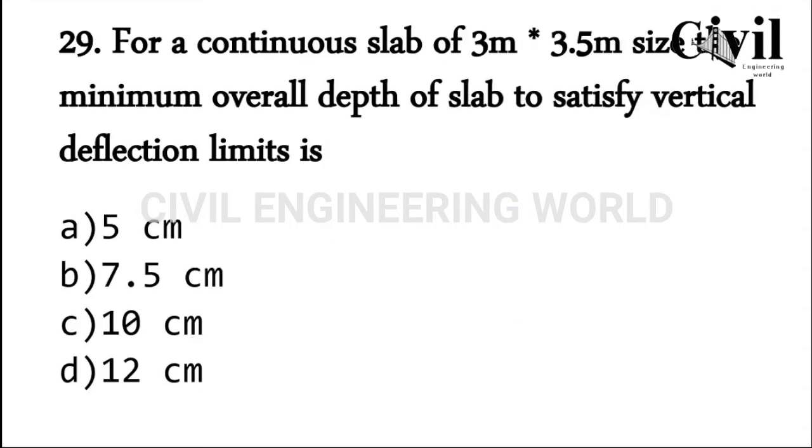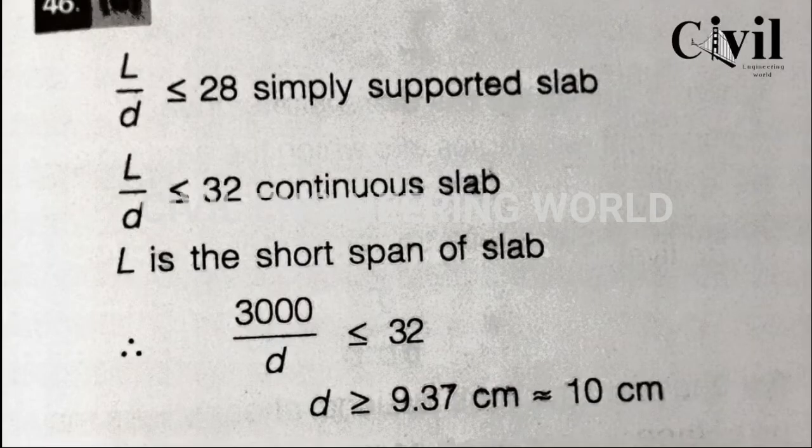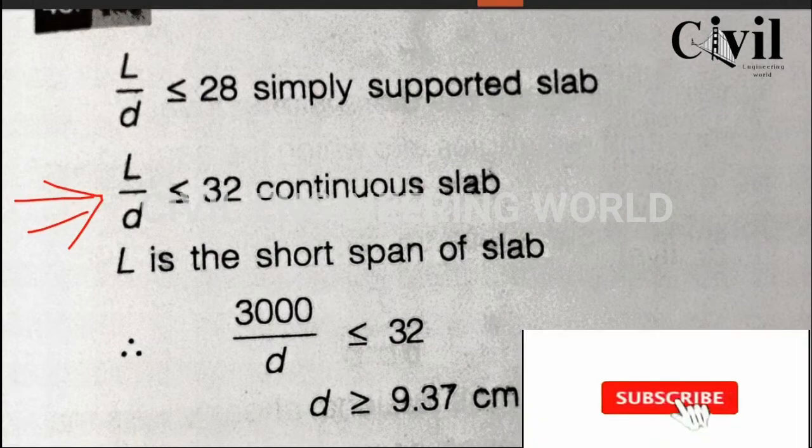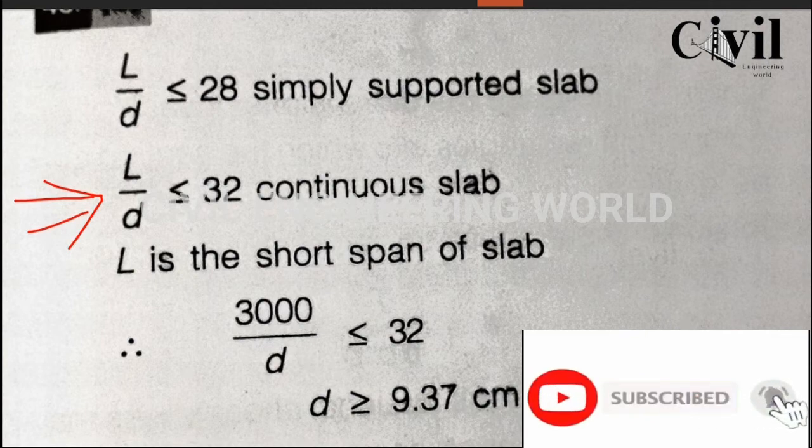For a continuous slab of 3 into 3.5 meter size, the minimum overall depth of the slab to satisfy the vertical deflection limits is. So we have this formula: length over depth should be less than 28 for simply supported and less than 32 for continuous. So we will use this formula as we have a given span length. We convert it into millimeter.